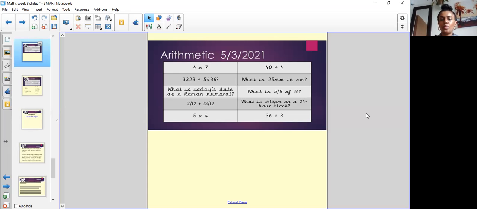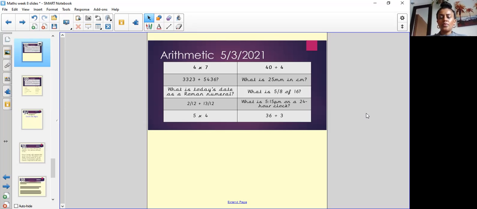Let's start off with our arithmetic. I want you to have a go at carrying out these questions, time yourself, see how many you can get done, and then when you press play, I will show you the answers. I'm just going to read out the questions to everybody. Number 1, 4 times 7. Number 2, 3,323 add 5,436. Number 3, what is today's date as a Roman numeral?